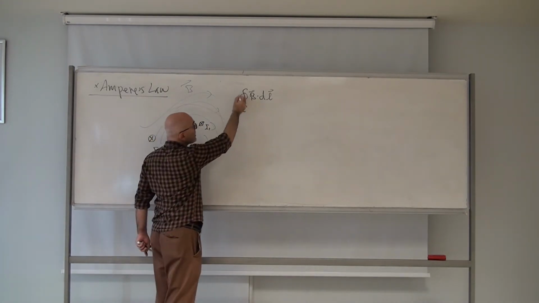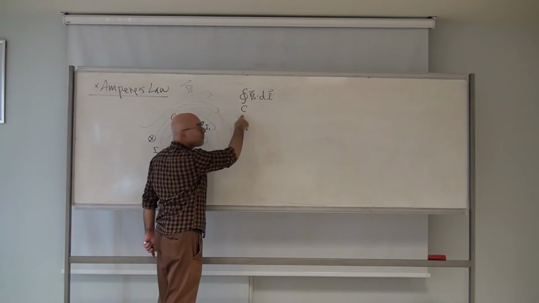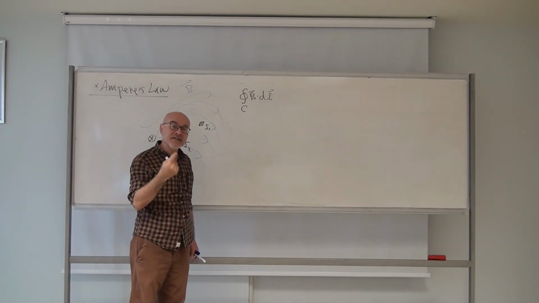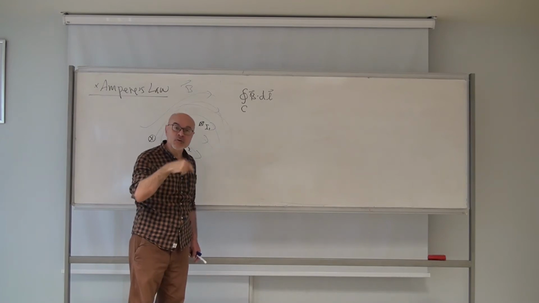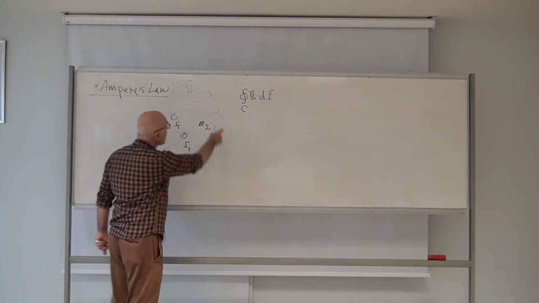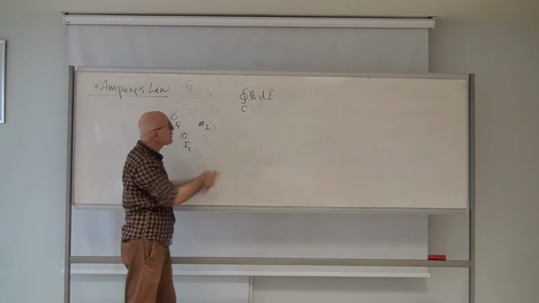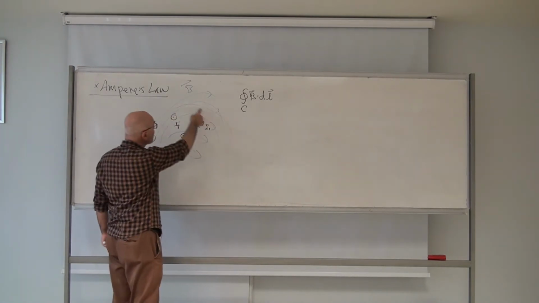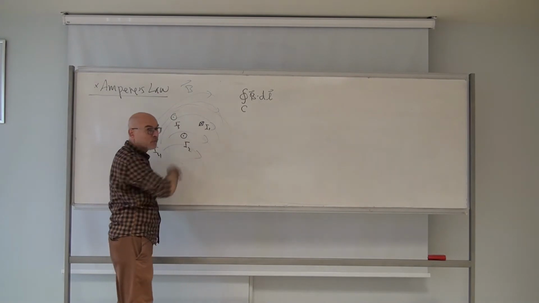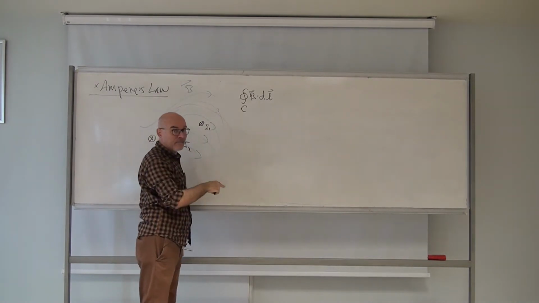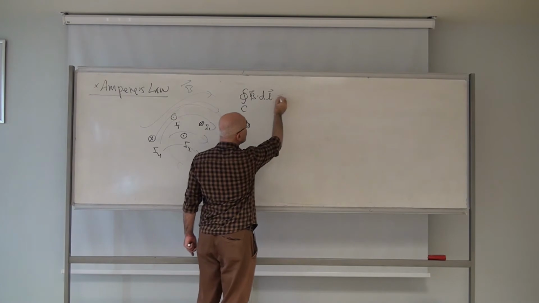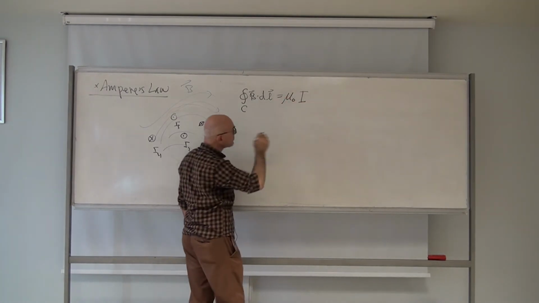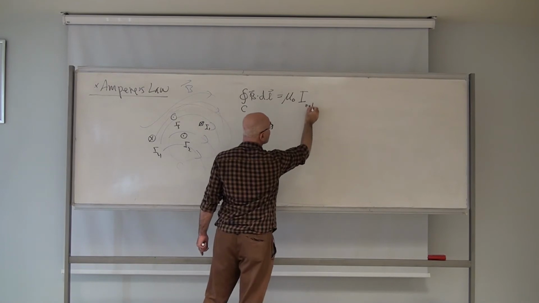This circle means it's closed. And I put C here to remind ourselves that this is an integral over a contour or a loop. So this is called a contour integral or line integral. So it's integrating the magnetic field over this loop. It says that this integral is equal to mu naught I net, if you like.